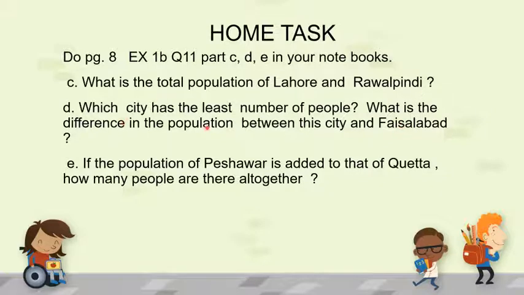So here we want to find the least number of people. You have to look at the table again and find out which city has the least number of people, and then you are going to calculate the difference in population between that city and Faisalabad. And similarly you will do part E, that if the population of Peshawar is added to that of Quetta, how many people are there altogether? So again we are going to calculate the population of Peshawar and Quetta. I hope that you are now able to do this home task.